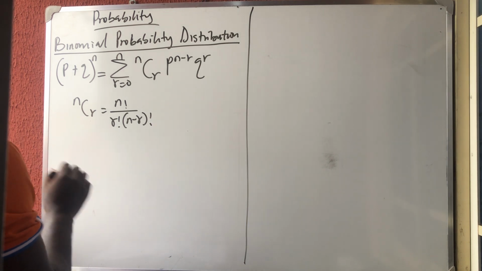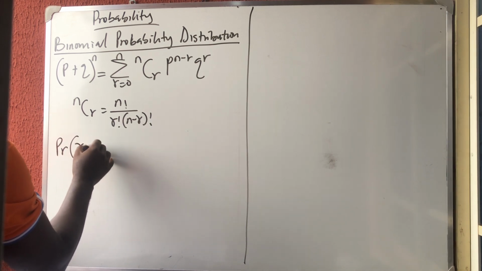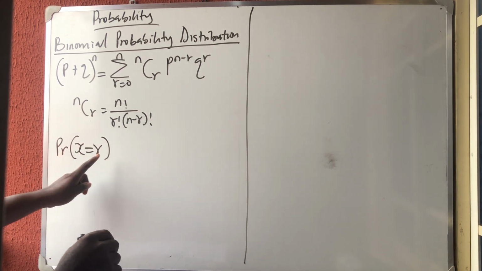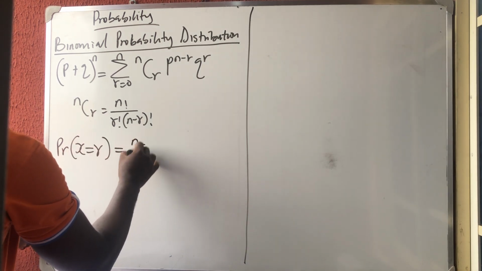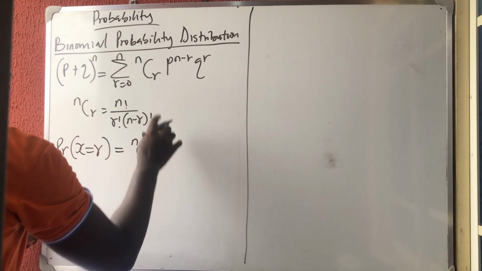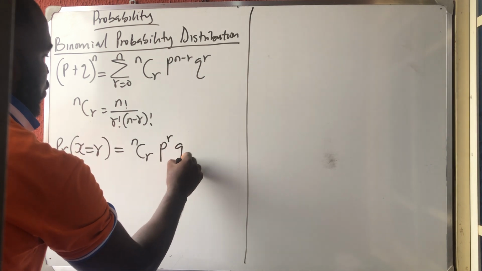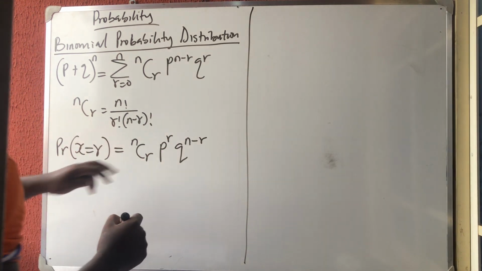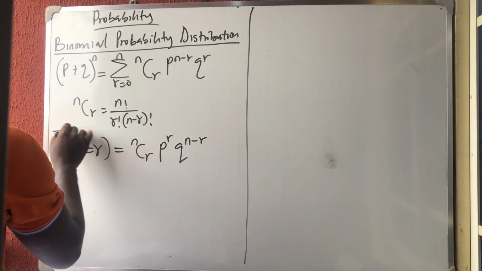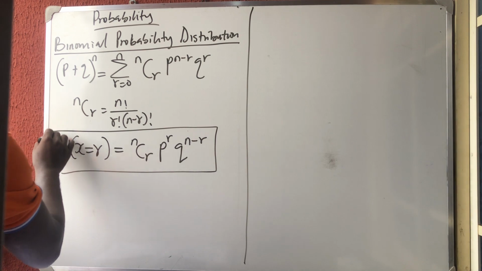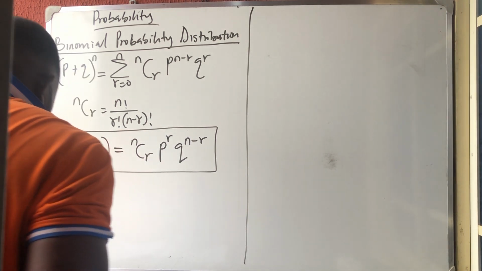But in binomial probability distribution, the probability of X equal to r is equal to n combination r, p raised to power r, then q is the one raised to power n minus r. Please note that here they swap it, so that you don't make a mistake. Very important formula. Let's solve an example for you to understand what I'm trying to say.